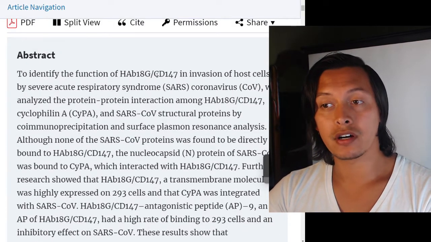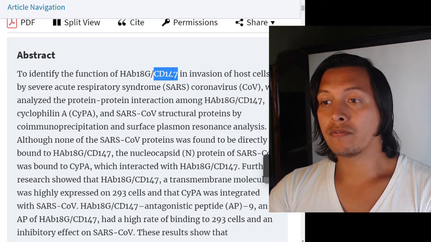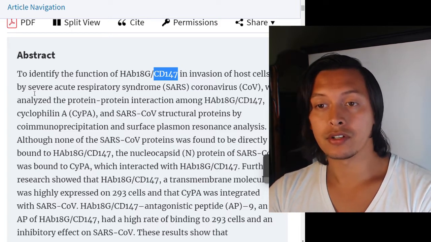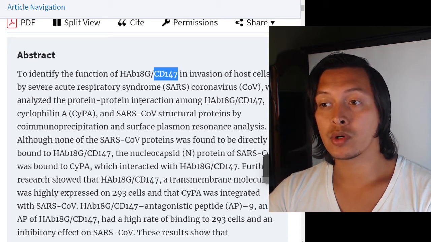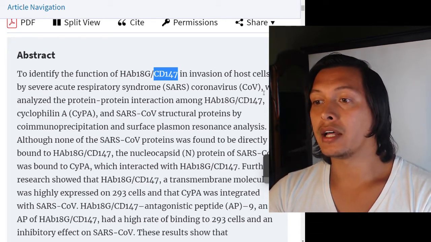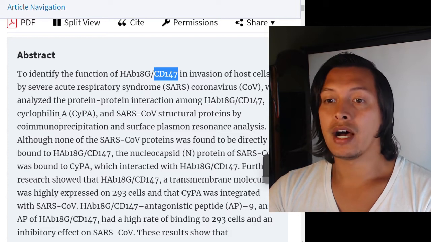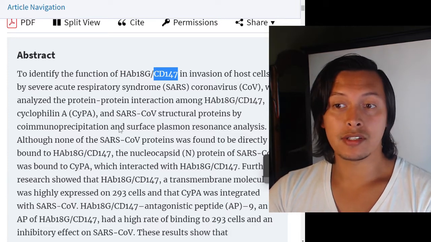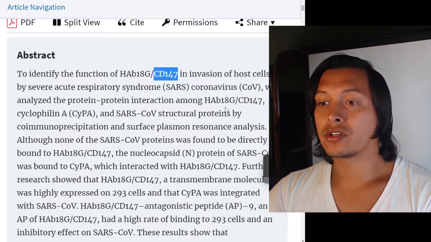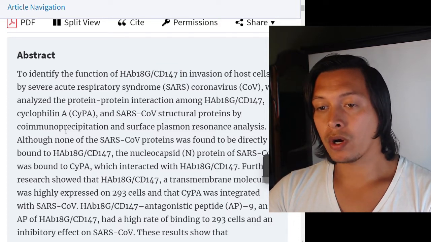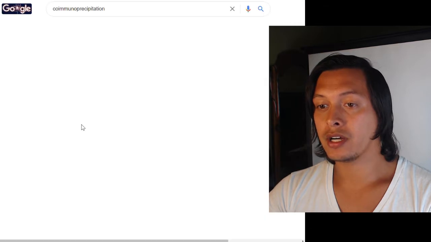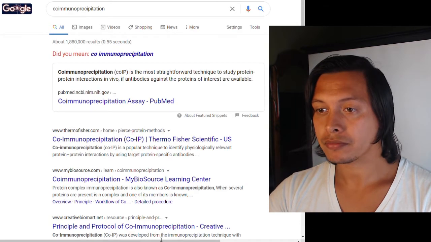To identify the function of CD147 in invasion of host cells by SARS coronavirus, we analyzed the protein-protein interaction among CD147, Cyclophilin A, also known as CYPA, and the SARS-CoV structural proteins by co-immunoprecipitation. So what is co-immunoprecipitation? Let's get this up.